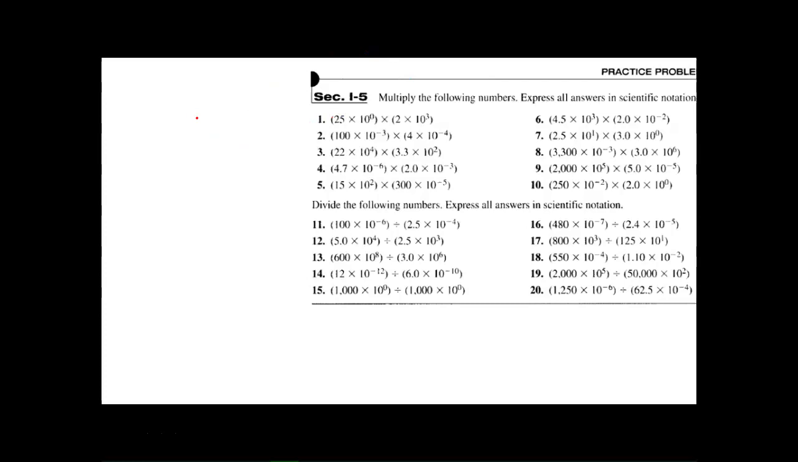Okay, so number one, that's 25 times 10 to the 0, multiplied by 2 times 10 to the third. So what should my answer be for number one?